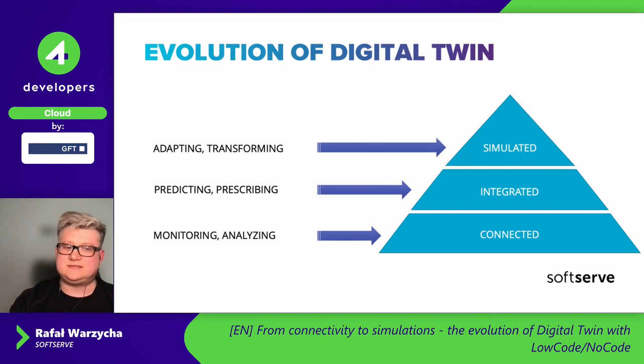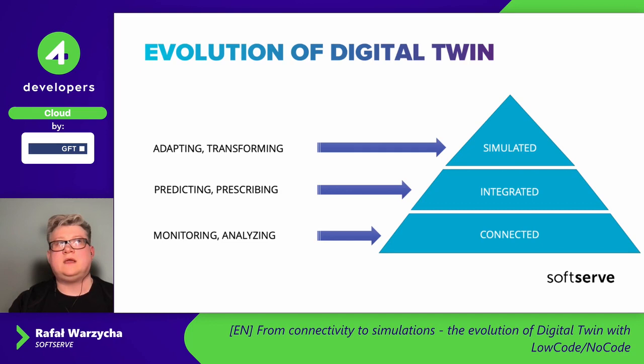So let me start with disassembling this pyramid for you. At the bottom we have monitoring and analyzing. This reflects devices, for example from the industry IoT part of the spectrum, that are connected to something. It can be the cloud, usually it is. It can be a far edge or near edge solution. At that level, it is just connectivity, we don't have much capacity yet.